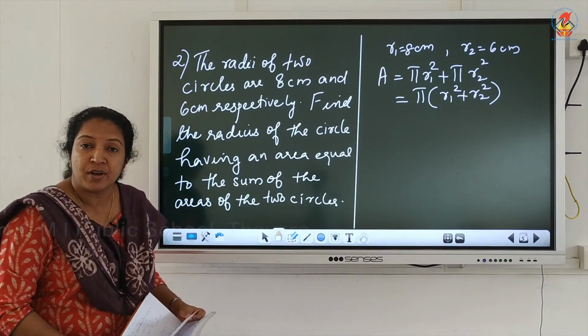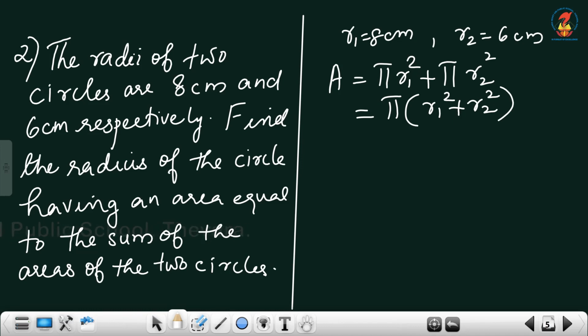Next, second question from that exercise. The radii of two circles are 8 centimeter and 6 centimeter. R1 is given as 8 centimeter and R2 is given as 6 centimeter. Find the radius of the circle having an area equal to the sum of the areas of two circles. We have to find the radius of the circle whose area is equal to the sum of the areas of these two circles. That means pi r1 squared plus pi r2 squared.